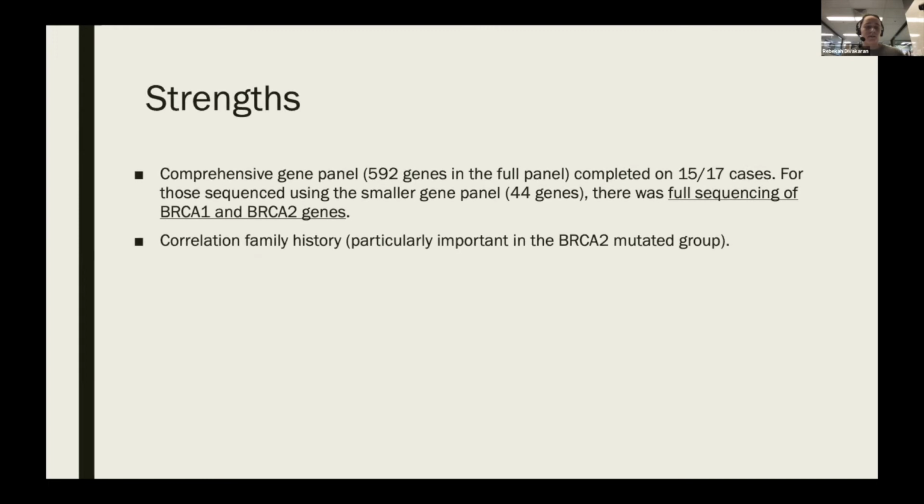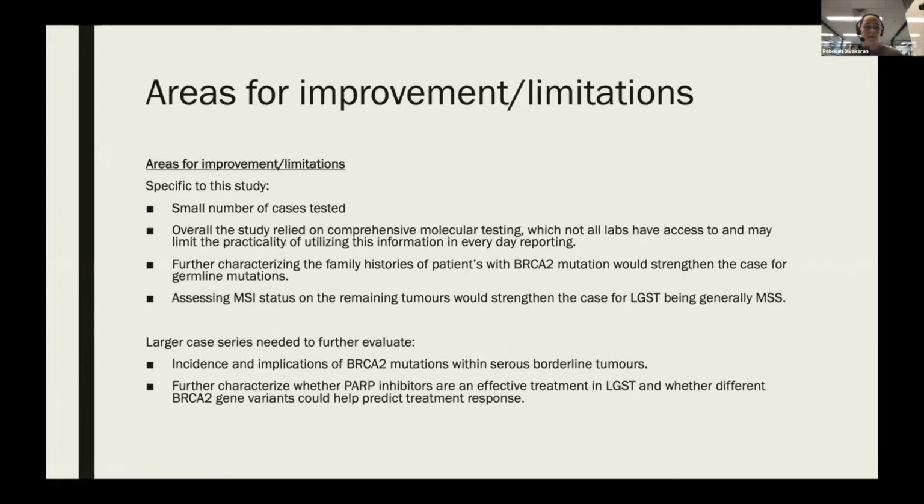I think some of the strengths of this study were the comprehensive gene panel that they used and the full sequencing of the BRCA1 and BRCA2 genes in all samples, and also the fact that they correlated family history, which was particularly important with the BRCA2 mutated group. I think some areas for improvement and limitations specific to this study, the obvious one is that small numbers were tested. Overall, the study relied on comprehensive molecular testing, which not all labs have access to and may limit the practicality of utilising this information in everyday reporting.